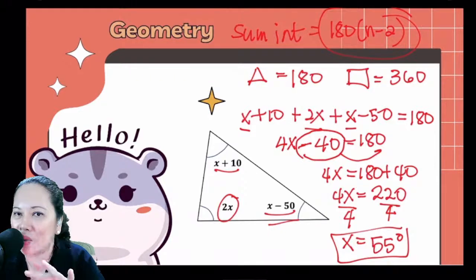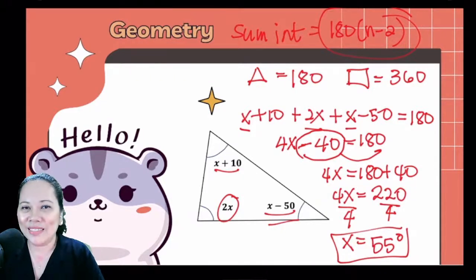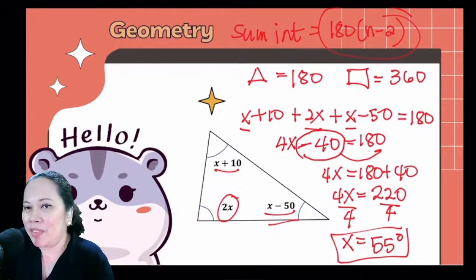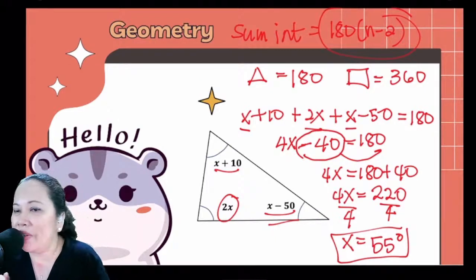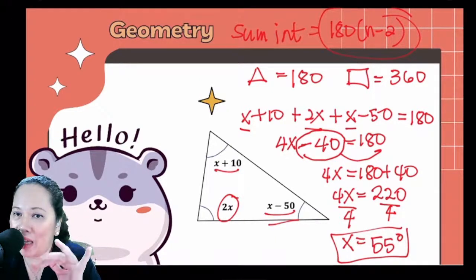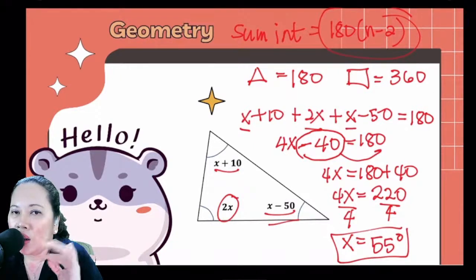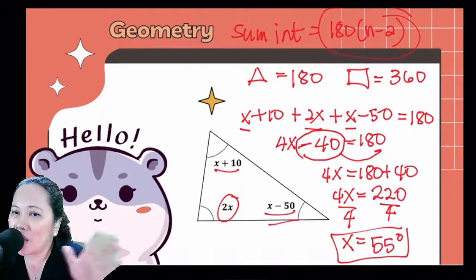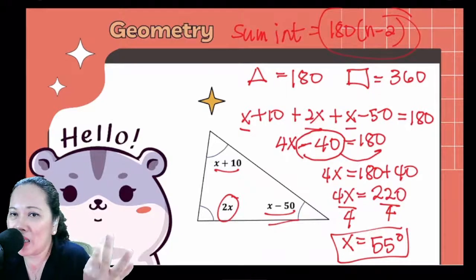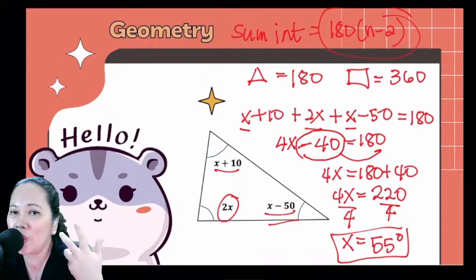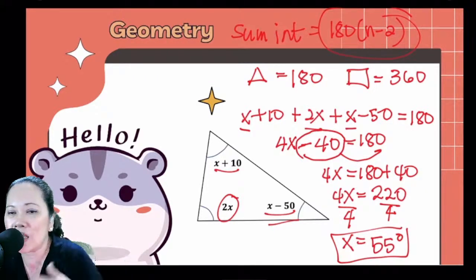Any question with this triangle? So again, if you are asked to solve for the value of x, all you need to do is identify first the sum of the interior angles. If it's a three-sided polygon, the sum is 180. So you just need to add everything, equate it to 180, and then solve the algebraic equation by combining like terms.